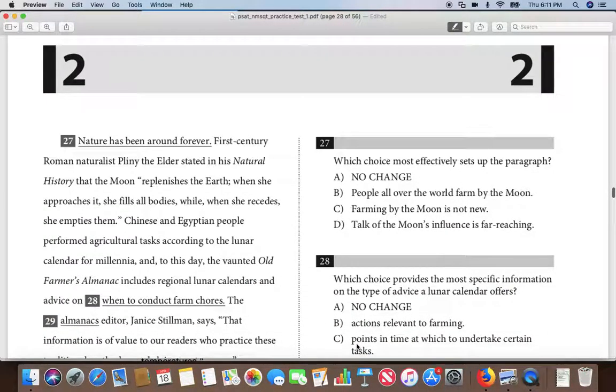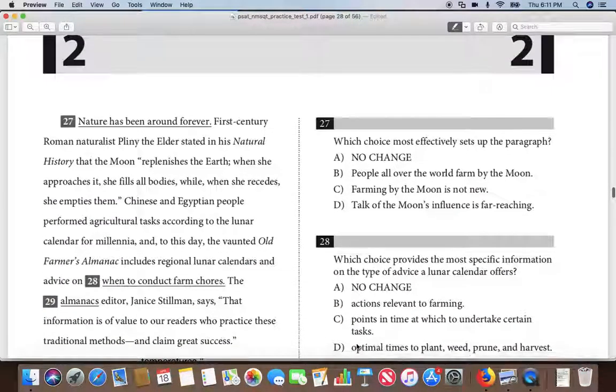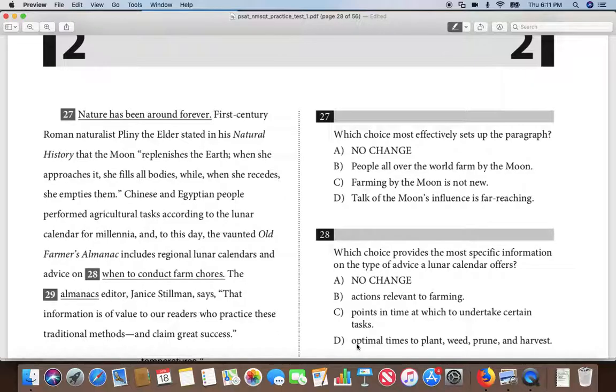Great job, Caroline. Or Ava. Great job. Caroline, you are up next. Okay. Let's read question number 27. Which choice most effectively sets up the paragraph?